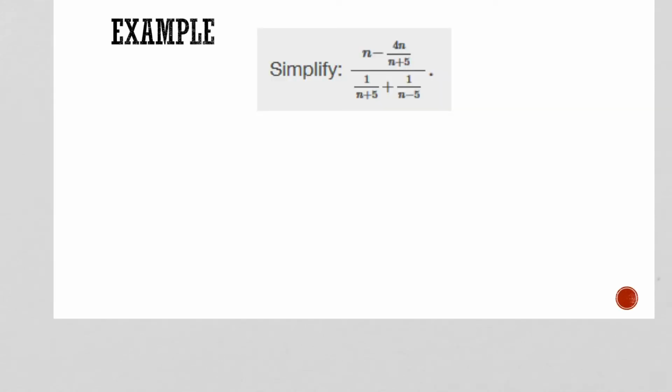All right, so let's take a look at this one. This one looks like a mess too. So I'm writing the numerator down, and I'm just going to simplify it. I'm just talking about the numerator. The variable is n in this one. So the numerator is n over 1. Remember, all I did was put this as a fraction over 1. Minus 4n over n plus 5.